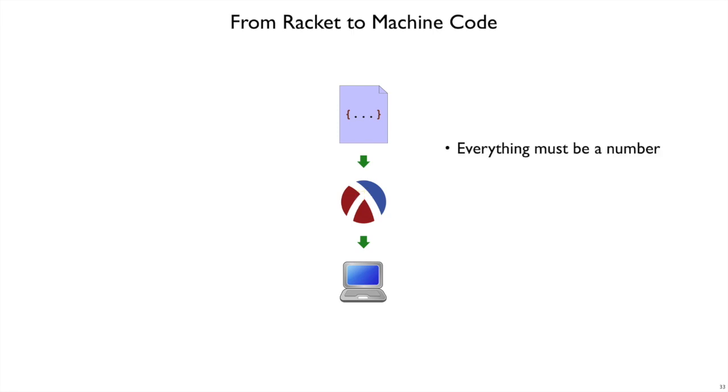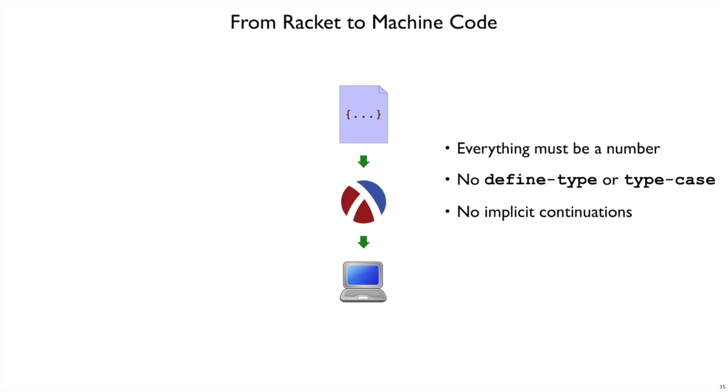That is, we're going to make sure that everything that our interpreter works with is just a number. We're going to get rid of define-type or type-case, not have Plait's fancy pattern matching features and structure management features, but instead work in terms of just numbers. We're not going to rely on Plait's continuations. Instead, we will take control ourselves, as we know how to do, and make continuations explicit in our interpreter.